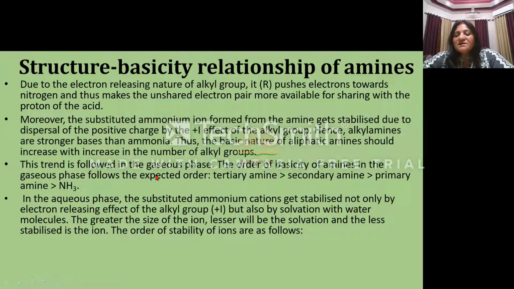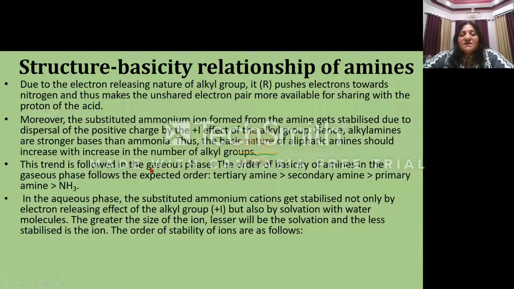The order of basicity of amines in the gaseous phase follows the expected order: tertiary amines are more basic than secondary amines, which are more basic than primary amines, and primary amines are more basic than ammonia. Because in a tertiary amine there are three alkyl groups which push electrons to the nitrogen atom, the nitrogen atom is more electron dense, so it will be more basic, but only in the gaseous phase.